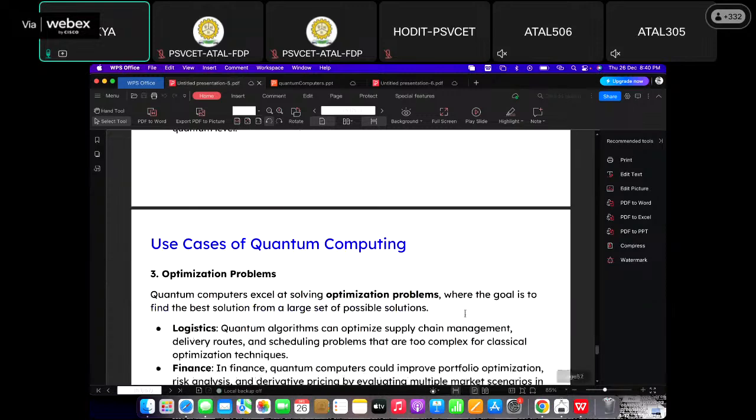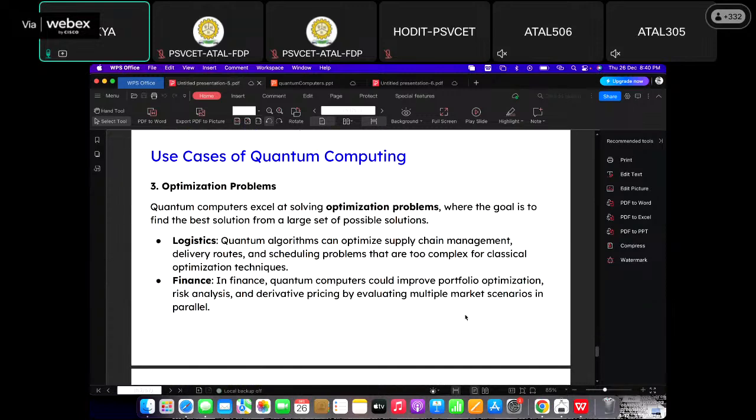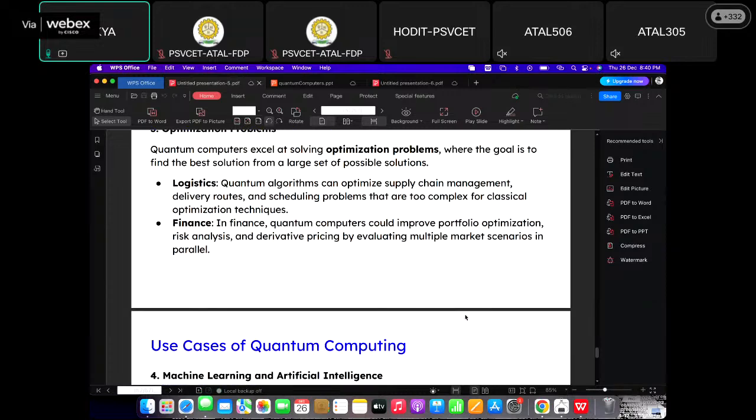Quantum computing can also help design new materials with specific properties, such as superconductors, by simulating the atomic interactions at the quantum level. Then the third one, use cases of quantum computing, that is optimization problems. Quantum computers excel at solving optimization problems, where the goal is to find the best solution from a large set of possible solutions. So this also you can do.